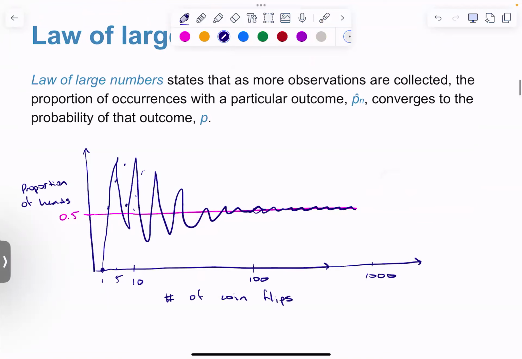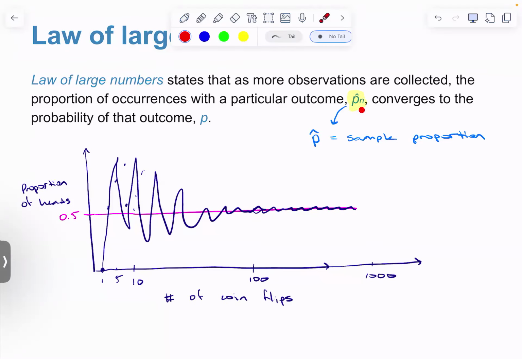Now, this is where we introduce our next sample statistic. Here, p hat, and I'm going to drop the n, okay? But p hat is the sample proportion. The n is just to denote over n coin flips, for example, or over n trials. But in general, we're going to use p hat. So a lowercase p with a hat on top, kind of cute, is a sample proportion.